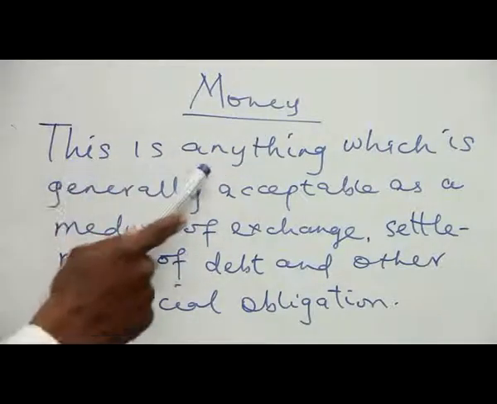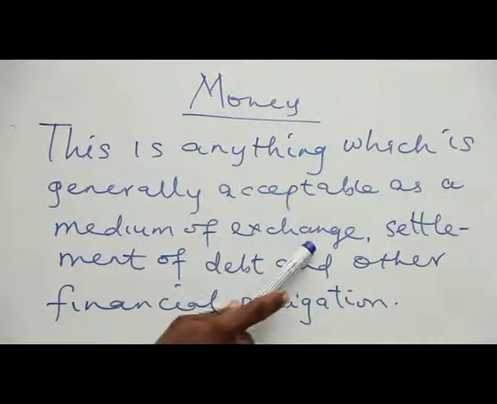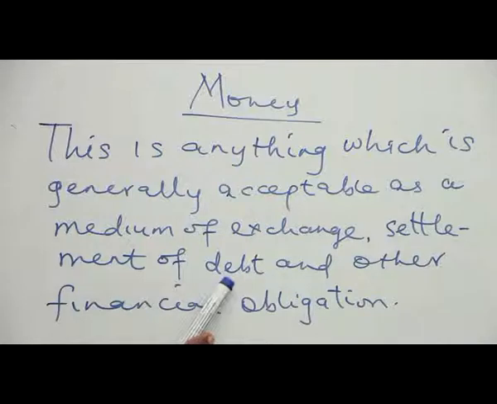Money. This is anything which is generally acceptable as a medium of exchange, settlement of debt, and other financial obligations. So when we are talking about money, money can be anything, but once it is generally accepted as a medium of exchange, then it becomes money. Or using it to settle debt and carry out other financial obligations. This is what we call money. So money must be something that a society accepts as a medium of exchange.